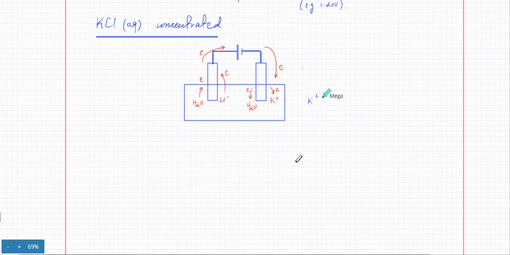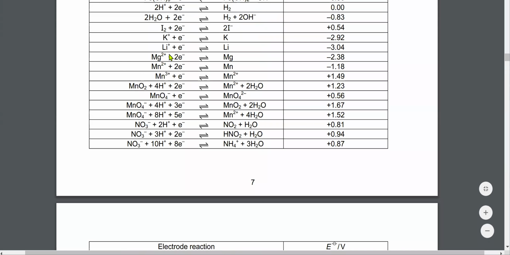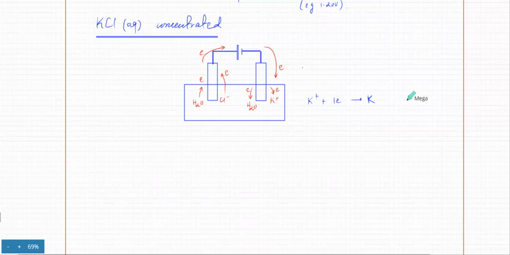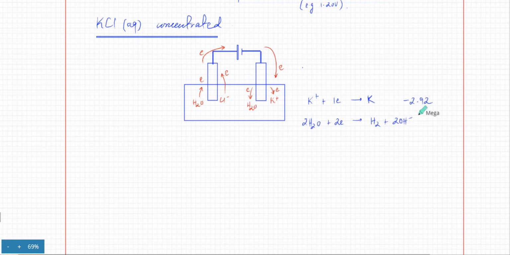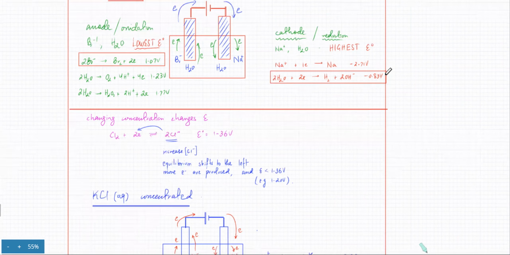So it's K⁺ plus 1 electron, and it forms potassium. Here they're gaining electrons, so I'm going to write the equations in the forward direction. You can find K on your own. Here's K⁺ gaining electrons to form K, and it's minus 2.92 volts. And then you have water gaining electrons, so you can find that equation, water gaining 2 electrons to form H2. We can copy the equation from the top, instead of looking in the data booklet: 2 water molecules gaining 2 electrons to form H2 and 2 OH⁻ ions, and its potential is minus 0.83 volts.